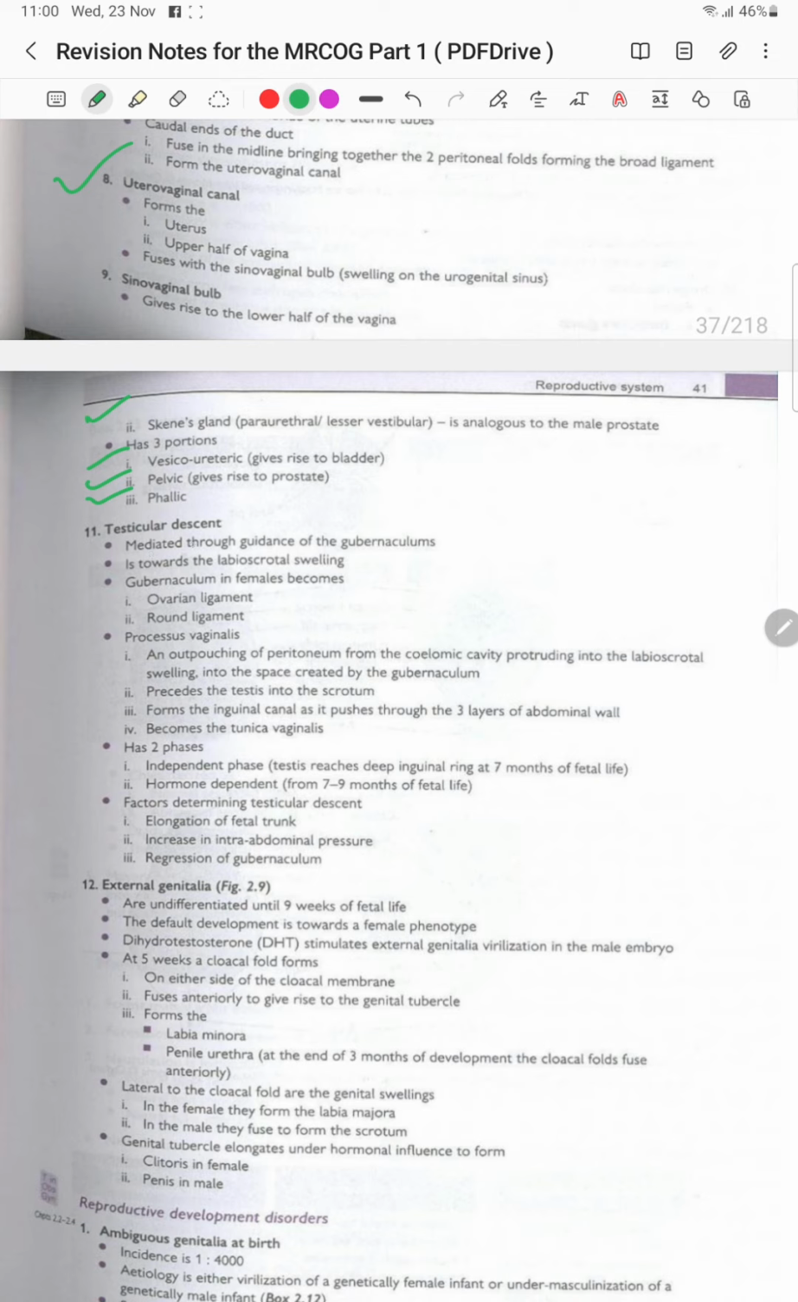The testicular descent is mediated through the guidance of the gubernaculum towards the labioscrotal swelling, and the gubernaculum in the female becomes the ovarian ligament and round ligament. The processus vaginalis, an outpouching of the peritoneum from the coelomic cavity, protrudes into the labioscrotal swelling, into the space created by the gubernaculum, and precedes the testes into the scrotum. It forms the inguinal canal as it pushes through the three layers of the abdominal wall, and becomes the tunica vaginalis, which has two layers.